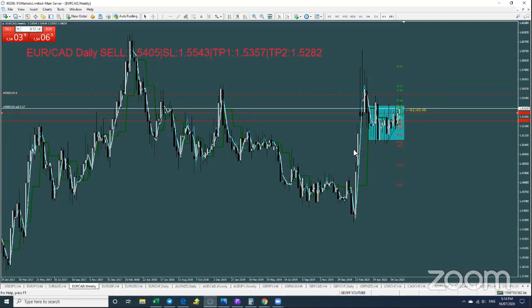So yeah, I'm okay with that position at the moment, but I do think if we get back out of this range, we may have a little bit of an issue. I'll reassess that if that is the case on the 4-hour charts.